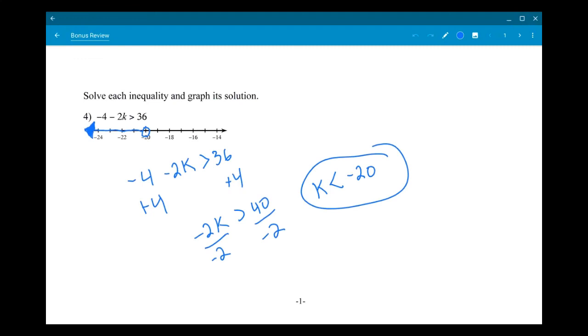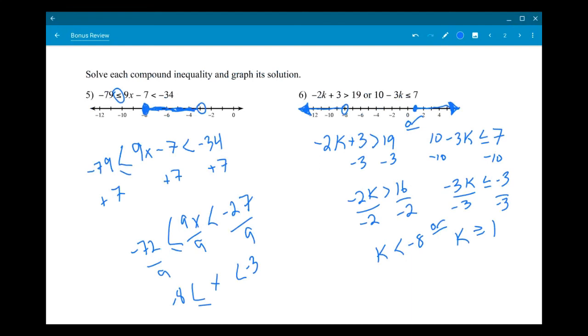I'm good there. The other thing I would do is check a random number that's either in my answer range or maybe even one that's not supposed to be in my answer range. For this one, I could check 0. Zero's somewhere way over here. I could check that out and it shouldn't work. And sure enough, it doesn't, right? If I plug in 0, I get -4 is greater than 36. So that's at least some indication that I probably did that one right.